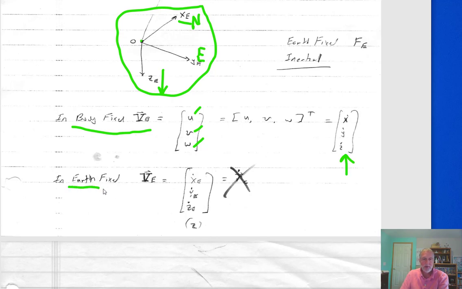You can also have the velocities in the Earth-fixed axis system, and that would be X_E dot, Y_E dot, and Z_E dot. And one of the main reasons you might want to calculate these is if you wanted to trace out the flight path of the aircraft, that would be in the Earth-fixed axis system. In other words, if you took off from Wichita and flew to San Diego, there would be a flight path in the Earth-fixed coordinate system. You could integrate these velocities and figure out where the airplane went as a function of time.